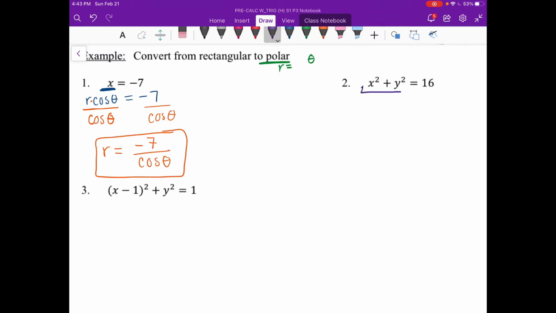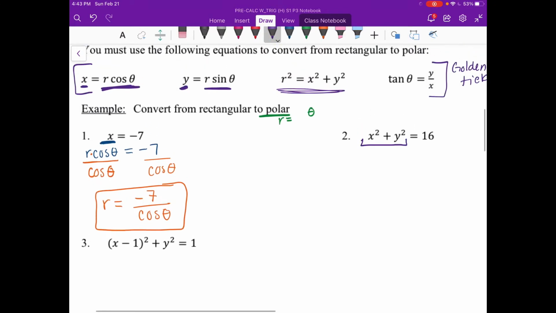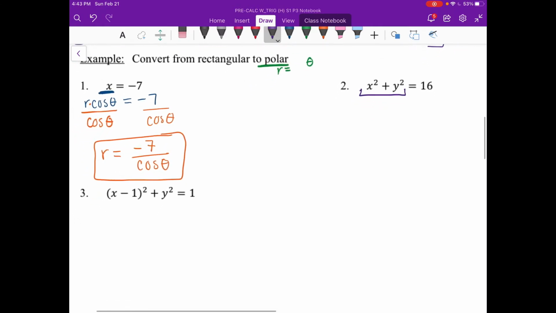For number 2, this is another property right above. We can replace x squared plus y squared simply with an r squared. So this is r squared equals 16. And you want your final answer to just be r equals, so I would have to take the square root of r and do the same to the other side. r equals 4.